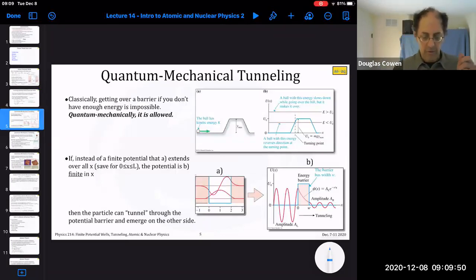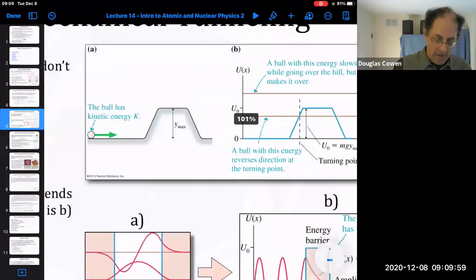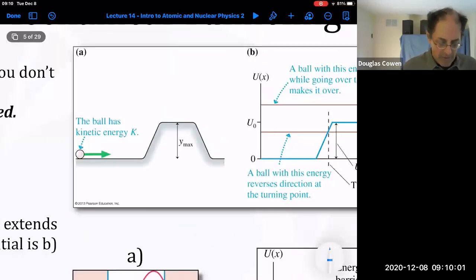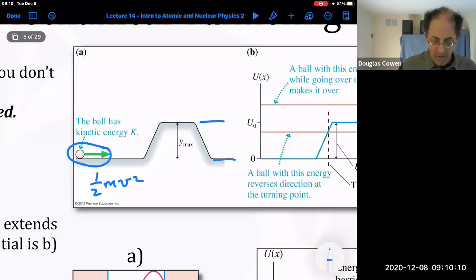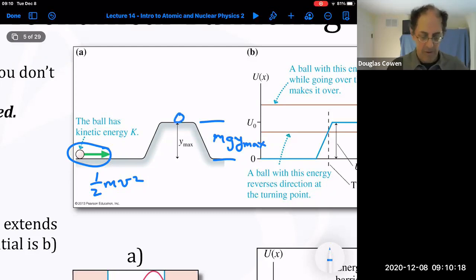So now what I'd like to do is take these concepts and apply them to a different shape potential. The classical analog is a ball that has some kinetic energy, 1/2 mv squared, and it's approaching a hill of height y max, so that the total potential energy of the ball if it's at the top and not moving would be mg y max.